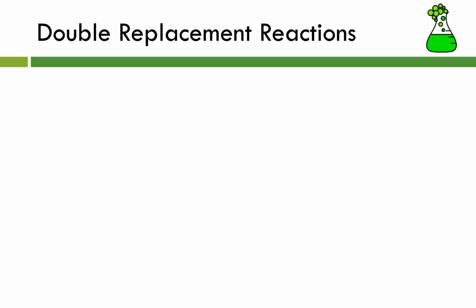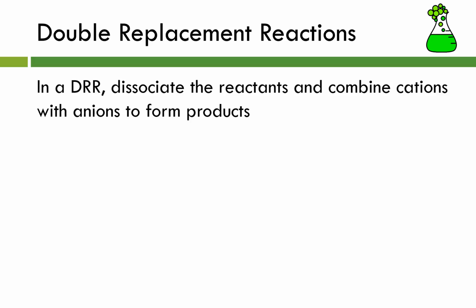So let's start trying to put all of this together. In a double replacement reaction, we're going to dissociate or break apart the reactants, recombine the ions, a cation with an anion, and that's going to form our products. So let's look at a problem together. We have lead(II) nitrate reacting with potassium iodide. Both of these compounds are soluble in water, so when we dissolve them, they're going to be aqueous.